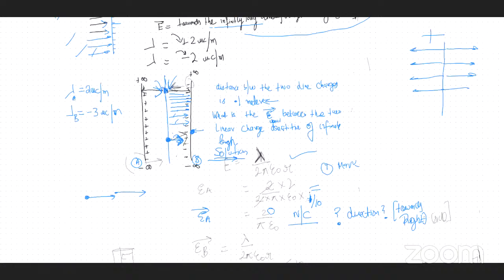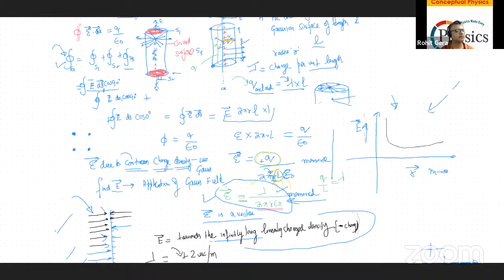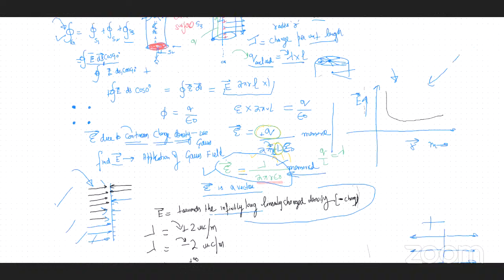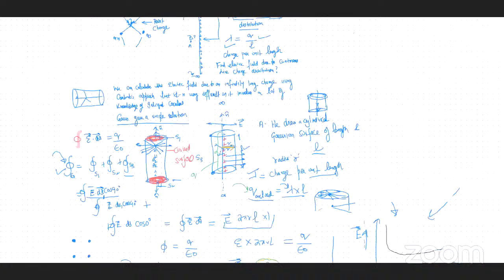The point at which the electric field is being found out, and the infinitely long charged wire. Yes. The distance is not the distance between any two charges. It is the distance at which you are finding the electric field. Right. Okay.